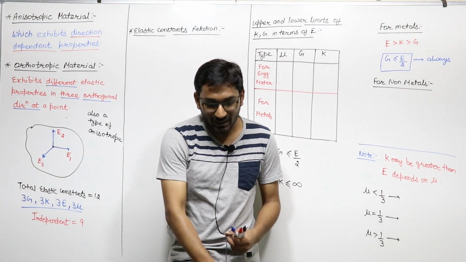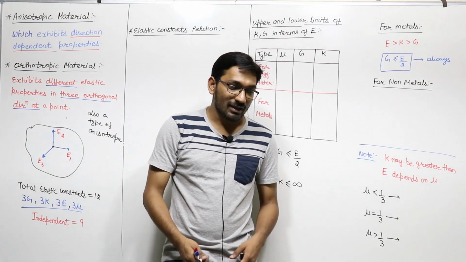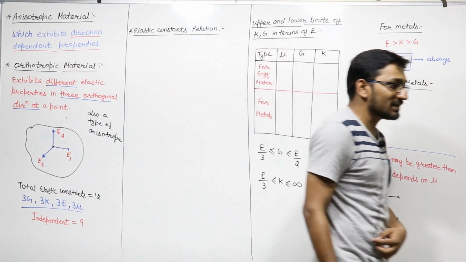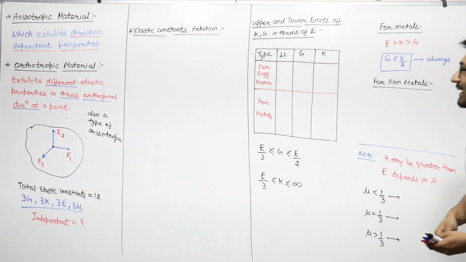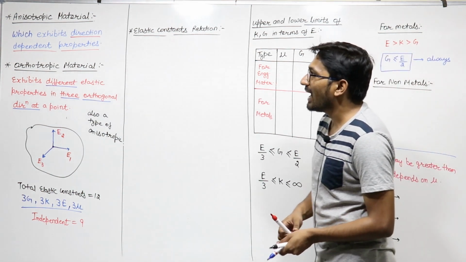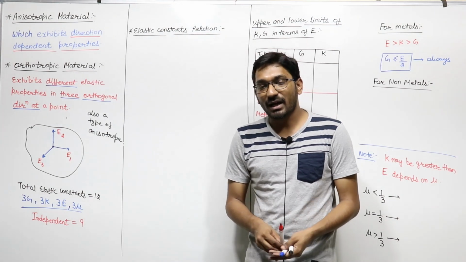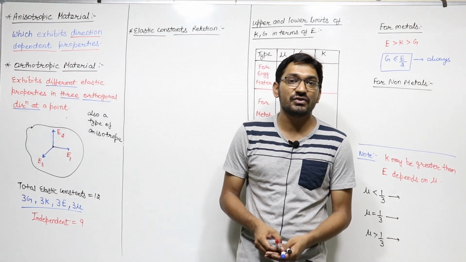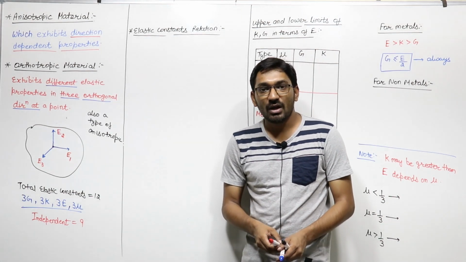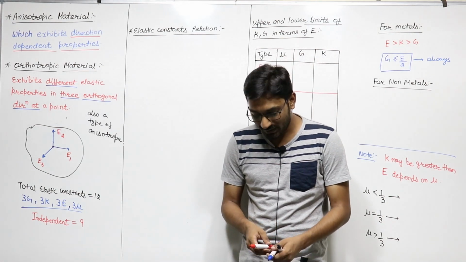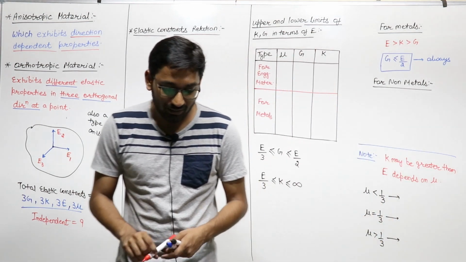Now let us see what is the relationship between the elastic constants. We already saw that in the case of homogeneous and isotropic material, two elastic constants, that is E and mu, are independent, and the two elastic constants, that is G and K, are dependent on the E and mu values. So what is the relationship between them? Let us see. We are not going to derive the relations, I am just writing the direct relations.